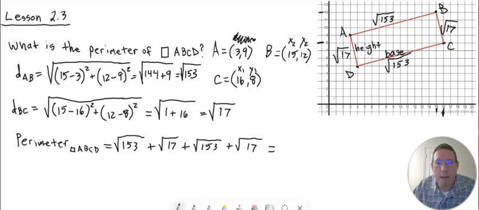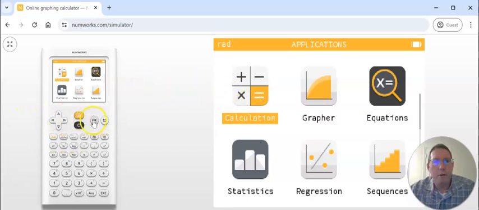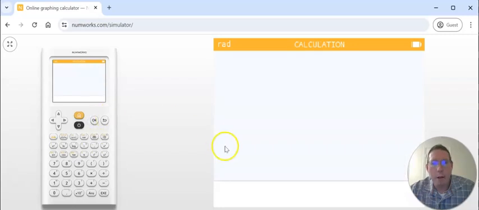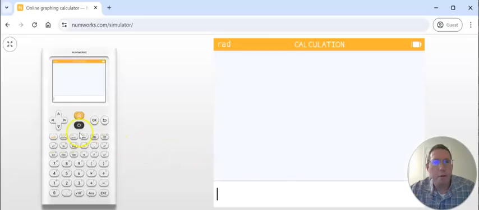If we want to get a final answer, so this is your answer, unless you use a calculator, which we're going to. So we're now going to go to the NumWorks calculator. Here we are. We want to use the calculator, so we've got to arrow over to the calculation, press OK, and now let's see if we can remember our numbers, 153 and 17. Okay, so we're going to key in the square root of 153.